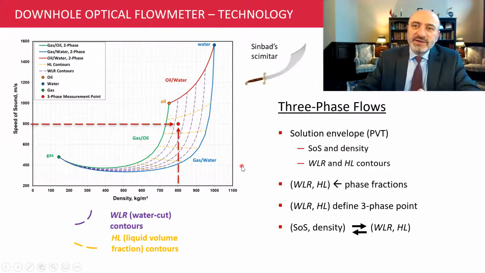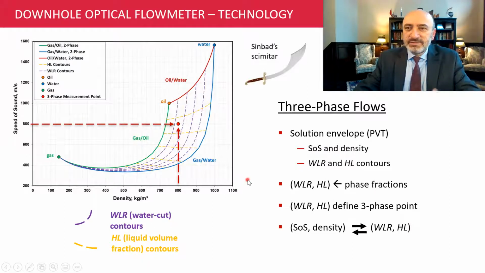Now, how do we define a point? A point is the intersection of either 2 lines, right here, speed of sound and density, or it could be the intersection point of 2 curves, the water cut and the liquid volume fraction, or it could even be the intersection of a line and a curve.